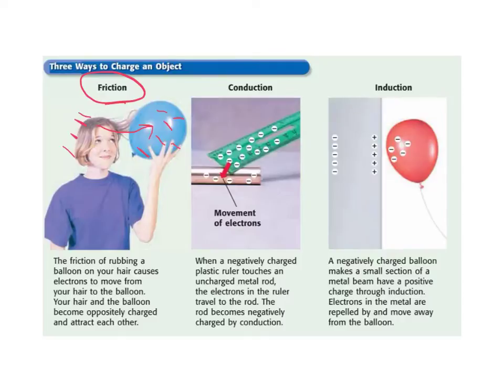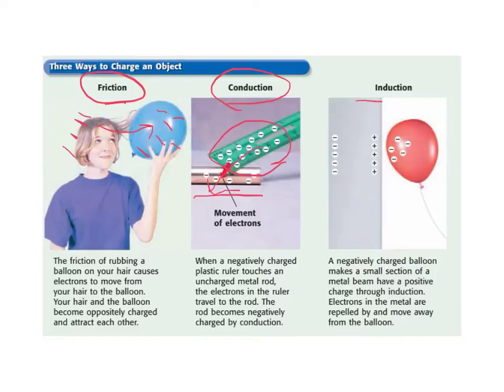The second way that charges can transfer is by conduction, and that just means that they're touching each other. So in this example, we have a ruler that has a negative charge, and if you simply touched it to a metal rod, all those charges would flow onto the metal rod, and then the metal rod would become charged. So that's charging by conduction.